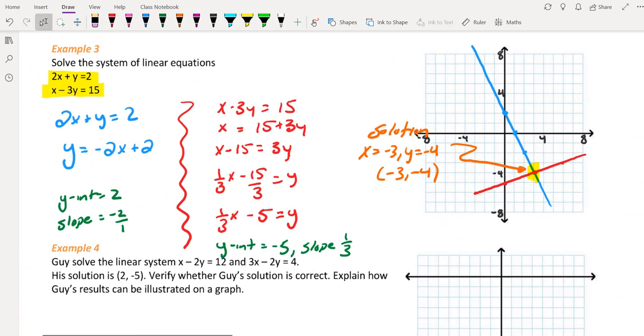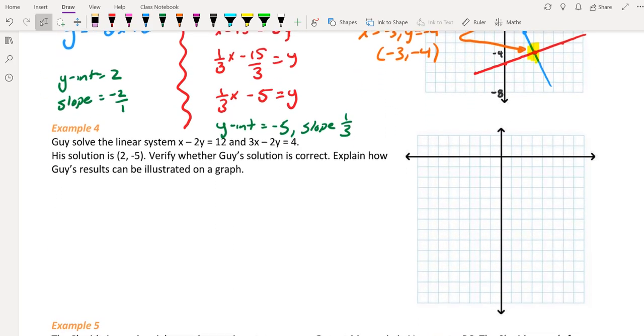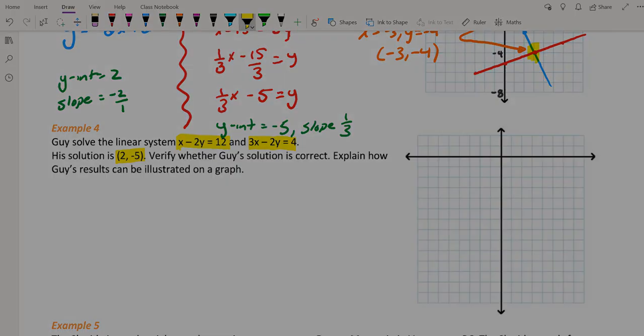All right. So the next question, I want you to do it yourself as well, but I'll talk you through it. So Guy solves the linear system x minus 2y is equal to 12 and 3x minus 2y is equal to 4. And his solution is 2, negative 5. So we need to verify if his solution is correct, right? So your job is to graph these equations and come up with the solution.